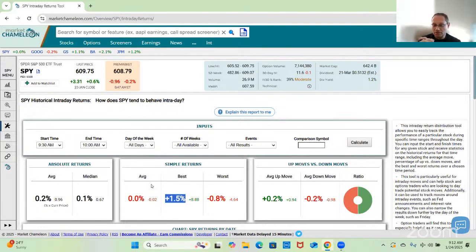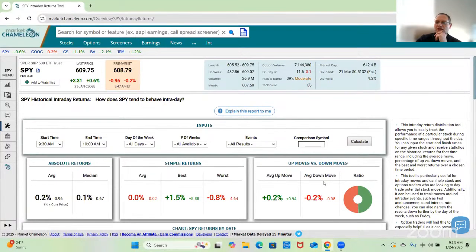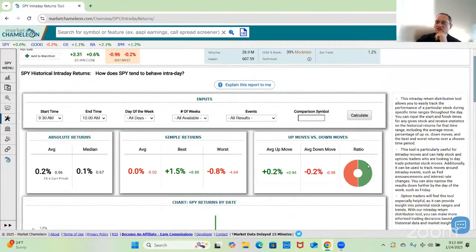And let's take a look at potential downside, potential upside. And here it says it's pretty equivalent. The average up move, 0.2%, average down move, pretty equivalent. And if we look at the percentages, it's like 50-50. Half the moves were up, half the moves were down.